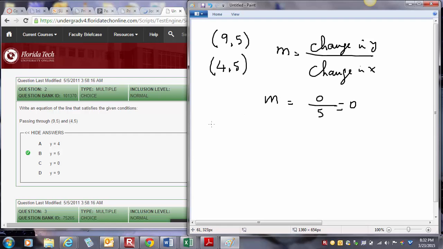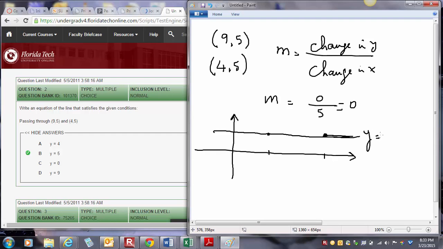The only time we have a slope of 0 is when we have a horizontal line. Notice that this time we have 5, 5. Let's plot the points. 9, 5, and 4, 5. And if you join those 2 points, you see we're going to end up with a horizontal line. And since all the values of y are 5, any point on this line, the y is 5. Therefore, the equation of the line is y equals 5. So in this case, the answer is B, because the line is horizontal.